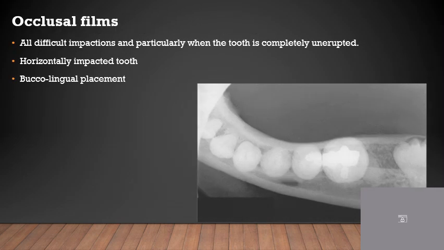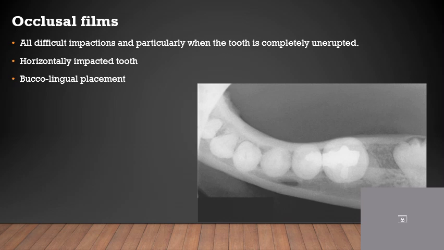We need an occlusal view. So why do you need an occlusal view? Because to appreciate a tooth in a three-dimensional way. A normal intraoral periapical radiograph will let you see an impacted tooth in a two-dimensional way, where only the mesial-distal relationship can be appreciated.